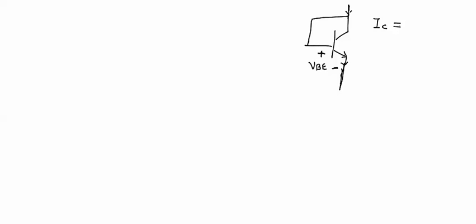The equation for collector current IC or IE will be equal to ICO into e raised to power VBE upon eta into Vt. This equation will be used for collector current or emitter current for this transistor. This is a diode operated transistor. Now we will use this transistor in the circuit.